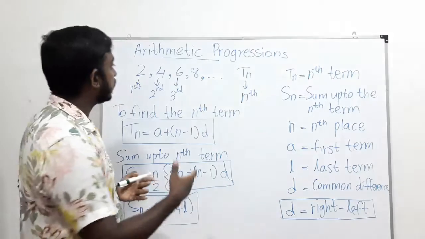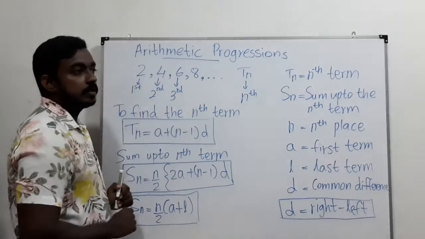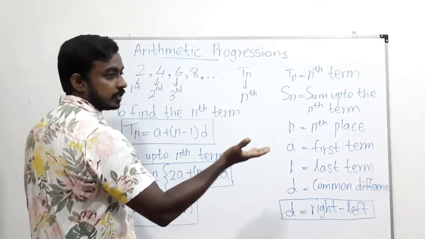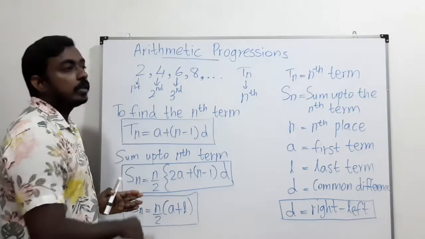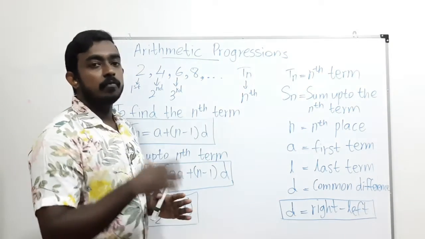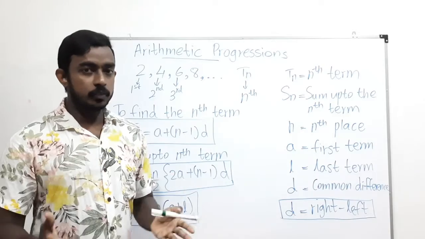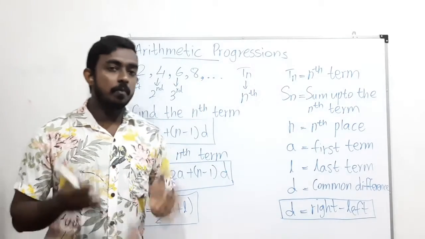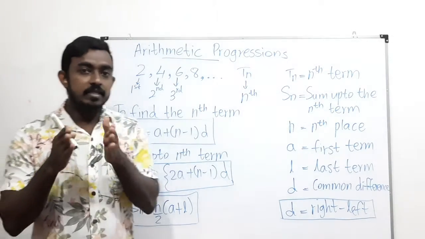If you take another one, then 4 and 6. Which one is right? That is 6. And left is 4. Then when you subtract 4 from 6, it will be 2 again. So the common difference means that number.